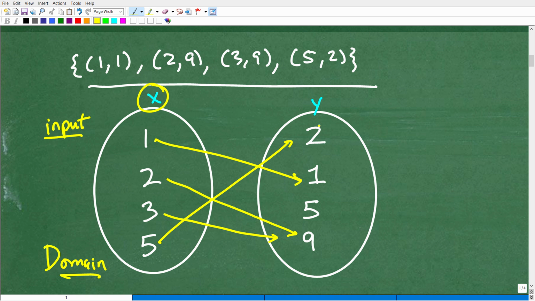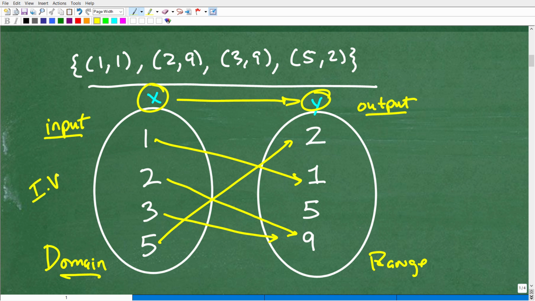Now, all these y values here, the respective y values, are called the range. Okay, and of course, this is our output value. So this is our dependent variable. So y is dependent on x. That's why this arrow is going from x to y. All right. So this is our independent variable, and this is our dependent variable.